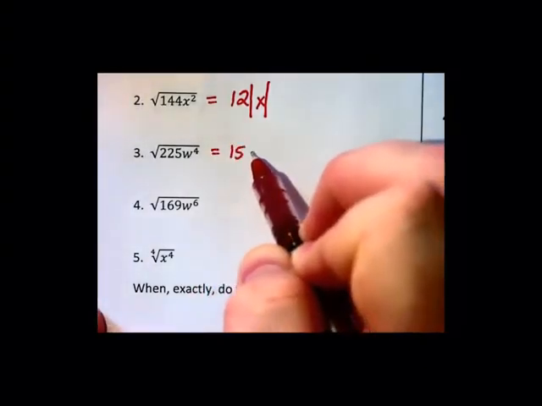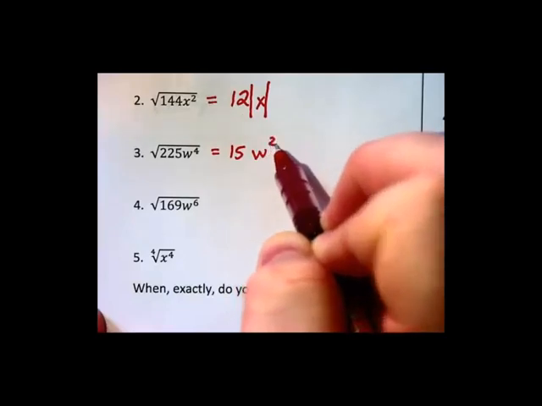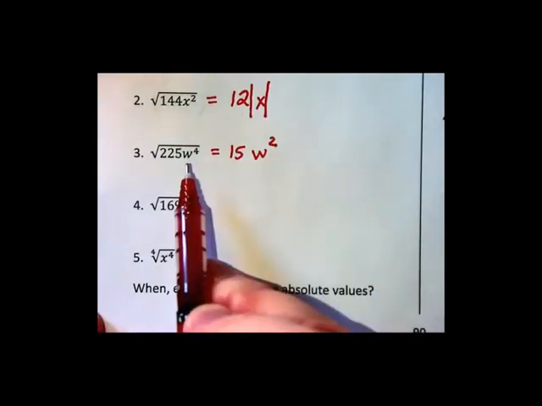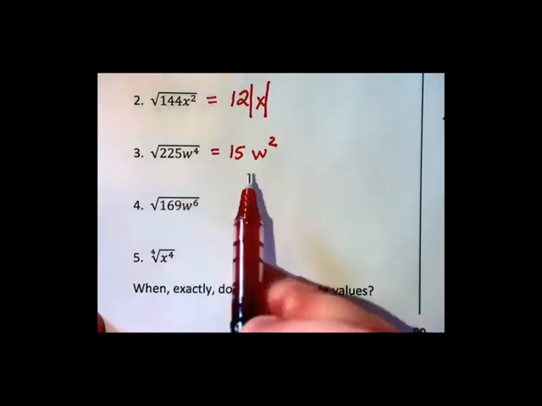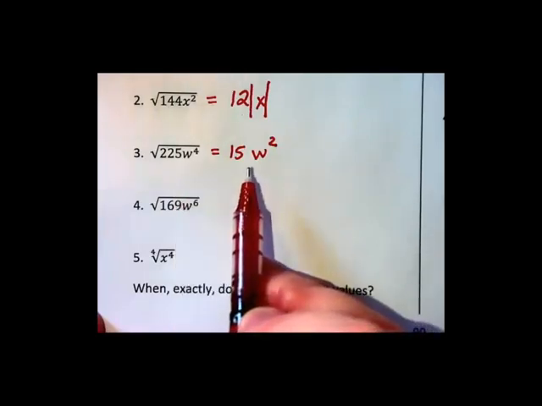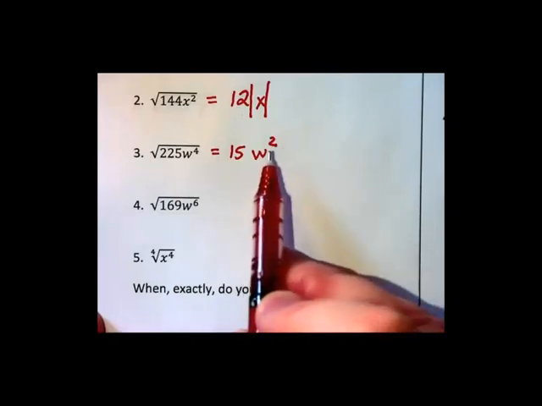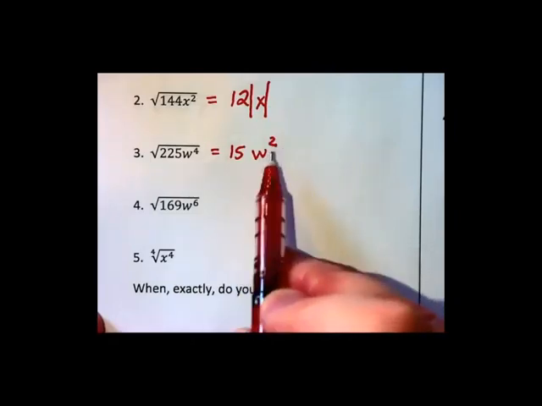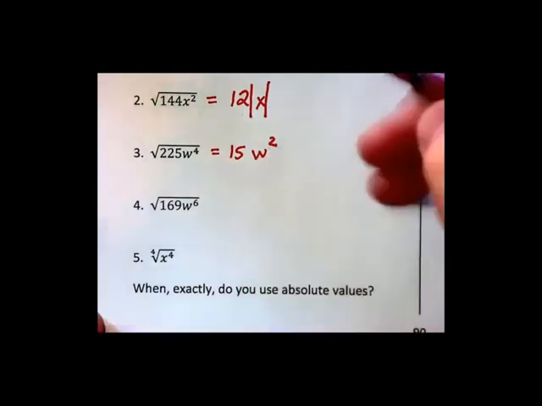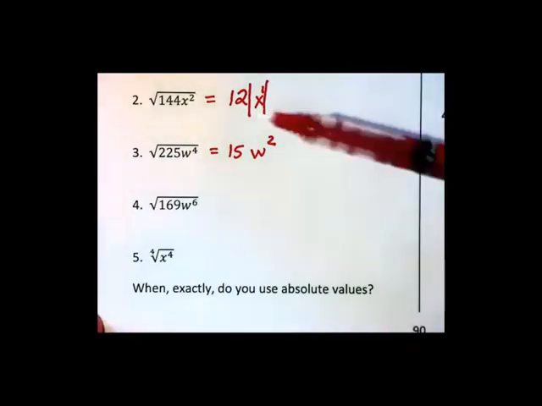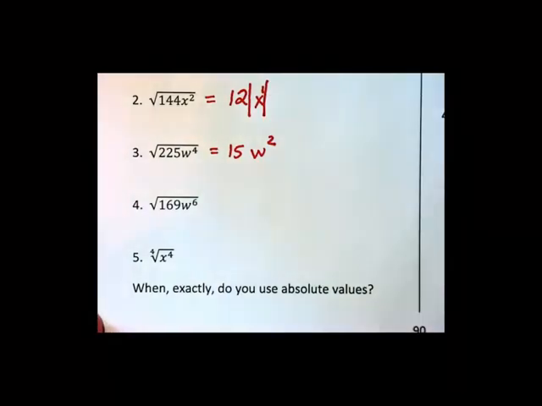On problem number 3 here, the square root of 225 is 15, and the square root of w to the 4th is w squared. And that's because w squared times w squared makes w to the 4th. This time we do not consider absolute values because anytime we have something squared or raised to an even power, it is positive already. It's only terms that are to a first power or to an odd power that we don't know whether they're positive or not, and thus would need absolute values.